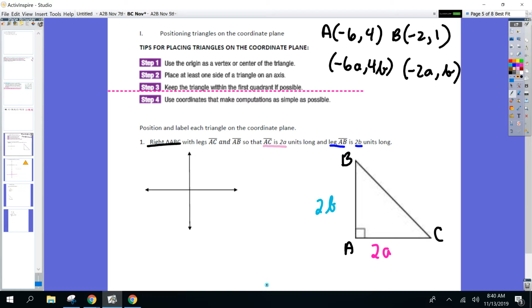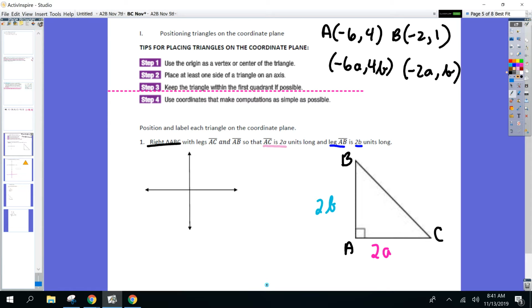Now I'm just not going to say go do it. I'm going to give you guys a couple of tips. First tip, huge tip. Step 1, try to use the origin. Try to use the origin as one of your points. All right. What point do you think I should use? Probably point A. Yep. So let's make point A 0, 0.